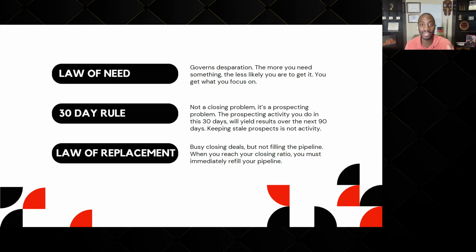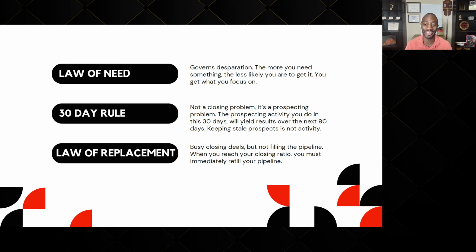And you notice that you didn't go and prospect in February to keep those prospects up, to keep the sales in the pipeline. You didn't prospect in March because, again, you got to consistently do it every month. 30 days. What you do in this 30 days will yield results over the next 90. So if you don't want May, June, and July to be bad months, you've got to prospect in April.